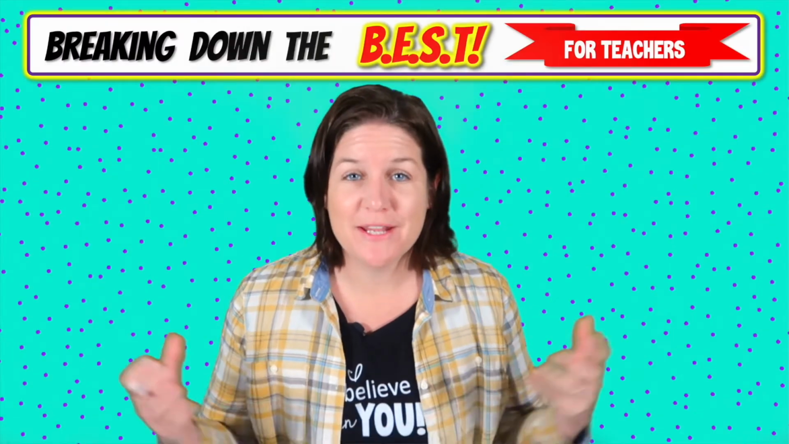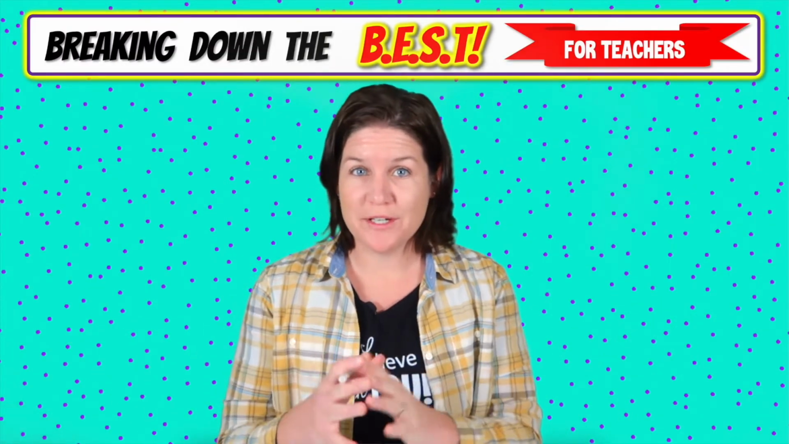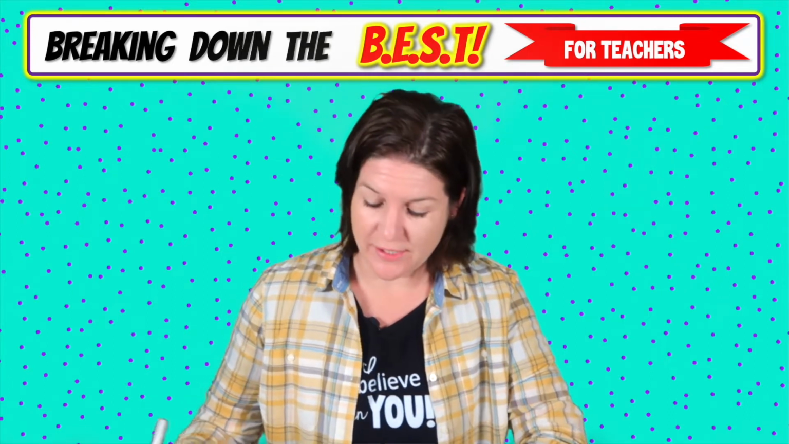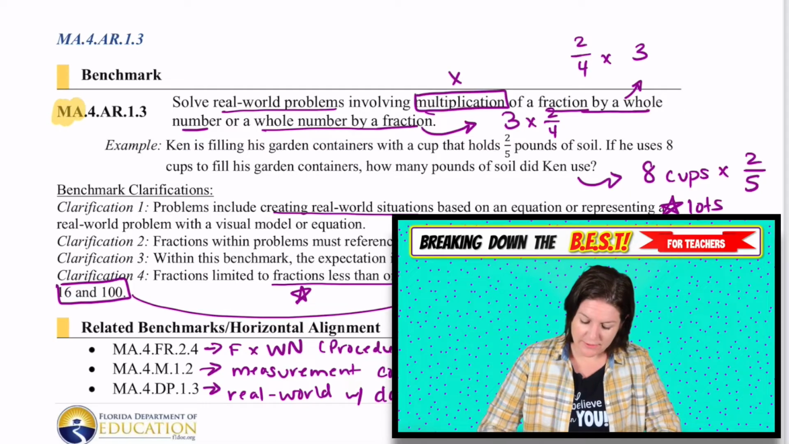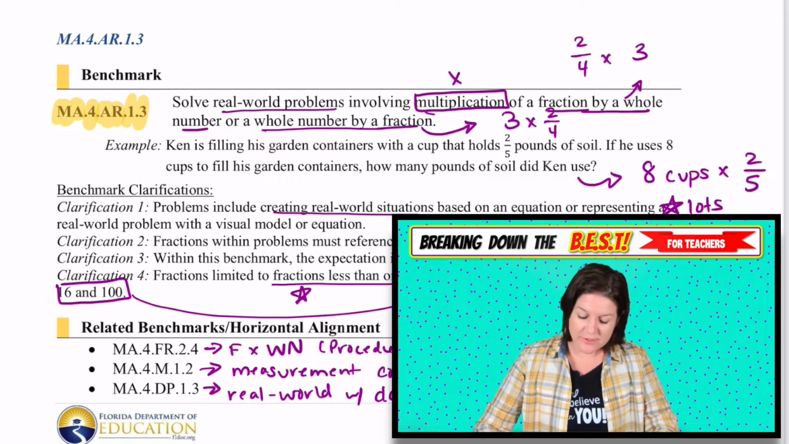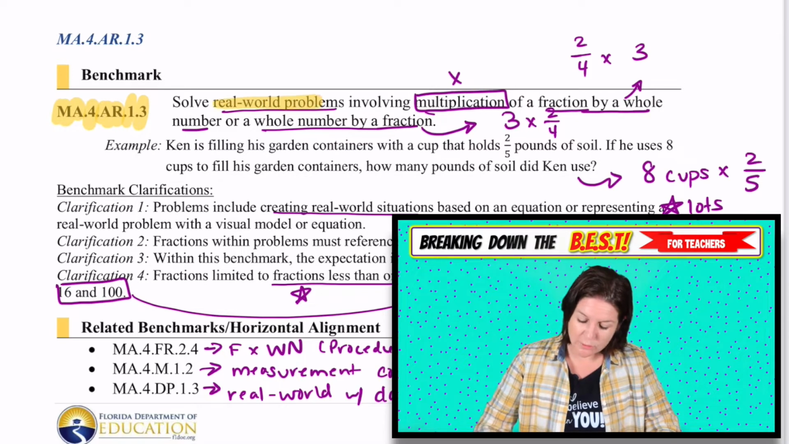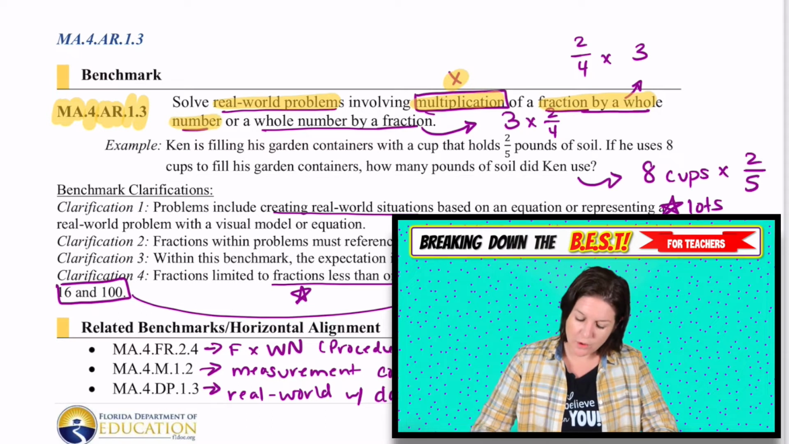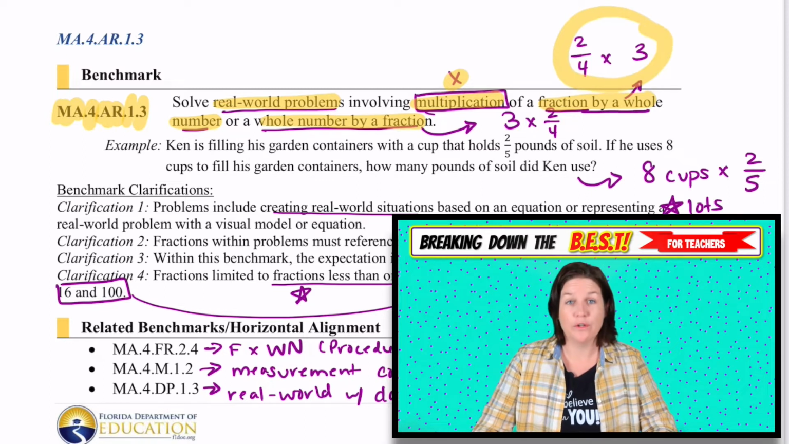Hello everyone, my name is Sarah McCarthy and I'm super excited that you are joining me today as we break down the following standard. It is MA.4.AR.1.3. This standard says that we will solve real-world problems involving multiplication of fractions by whole numbers or whole numbers by fractions. So this is a fraction times a whole number example, and this would be an example of a whole number by a fraction.